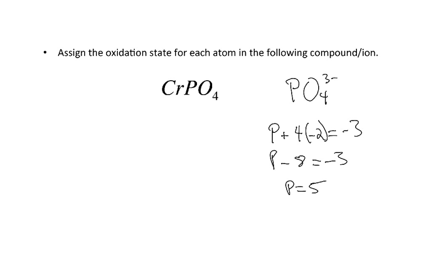So my oxidation states: chromium, we already figured out, is +3. Oxygen gets to be the -2 that it wants, and phosphorus must be +5.